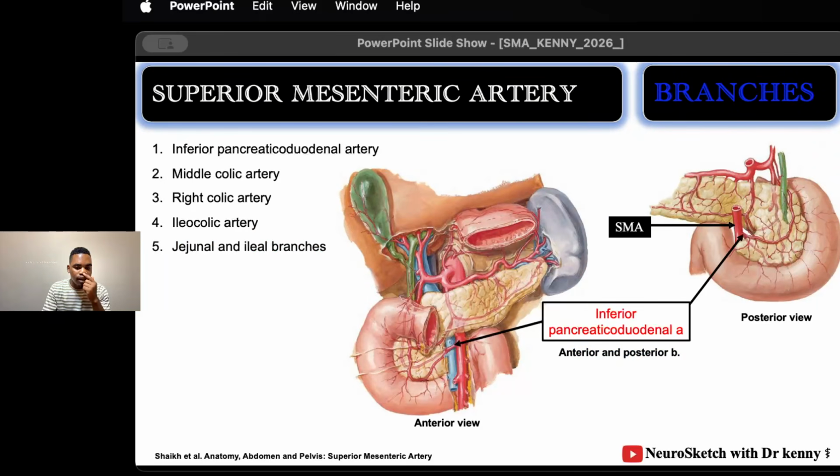Time to talk about the branches of the superior mesenteric artery. In summary, these are the branches from the SMA.